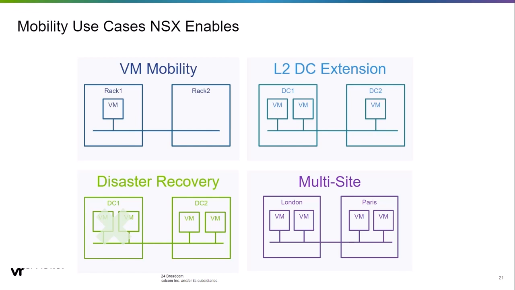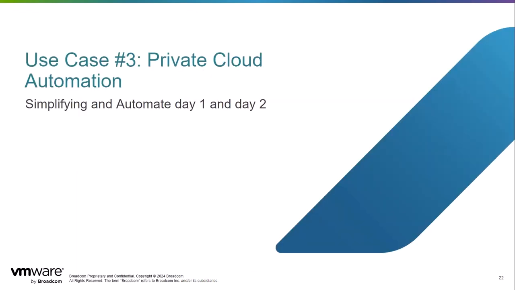The same concept applies for layer 2 DC extensions where you can move workloads between data centers on the same logical network. You can deploy applications across multiple sites in an active-active configuration, providing high availability for your applications. And it also provides disaster recovery capabilities to move workloads across physical sites in case the production site experiences an outage.